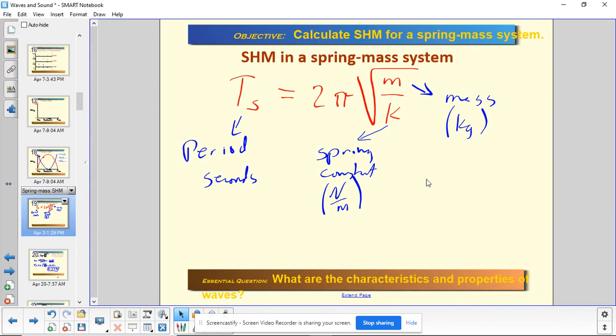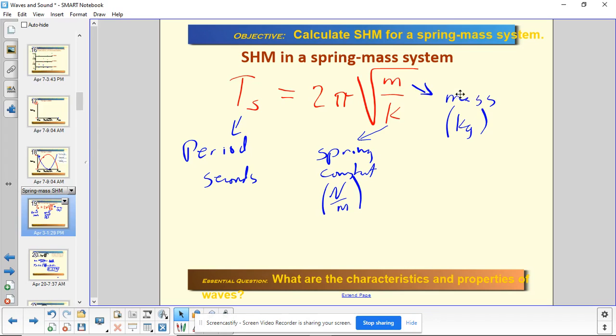This is just a leftover from last year. Anyway, what we have here is T, capital T sub S. That is the period of the spring, and it gives you the period of the spring in seconds. 2 pi is 2 pi. It often shows up in sinusoidal functions. This is the square root of the quantity m divided by k.